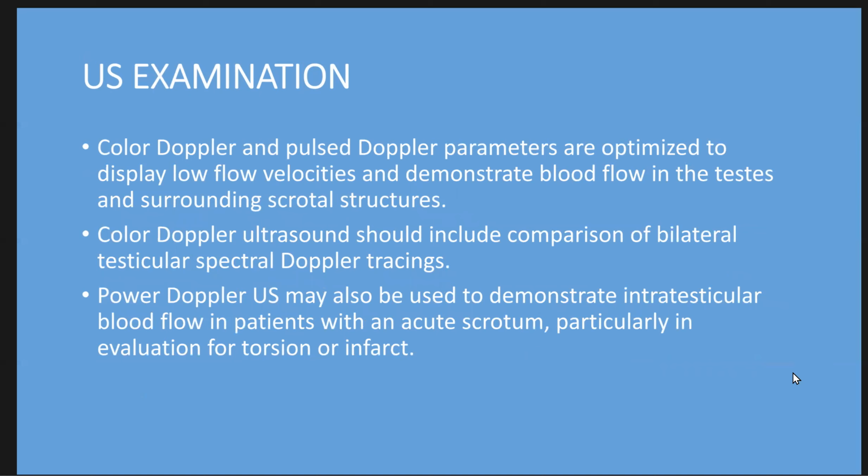Color Doppler and pulse Doppler parameters are optimized to display low velocities and demonstrate the blood flow in the testis and the surrounding scrotal structures. Color Doppler ultrasound should include comparison of bilateral testicular spectrum tracing. Power Doppler ultrasound may also be used to demonstrate intratesticular blood flow in patients with acute scrotum, particularly in evaluation for torsion or infarction.